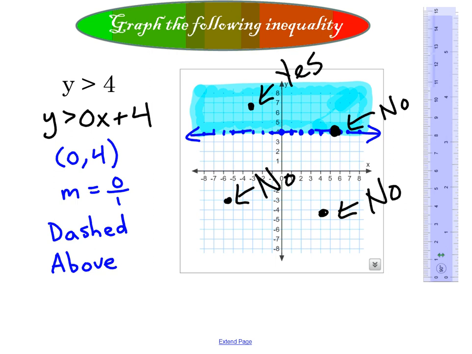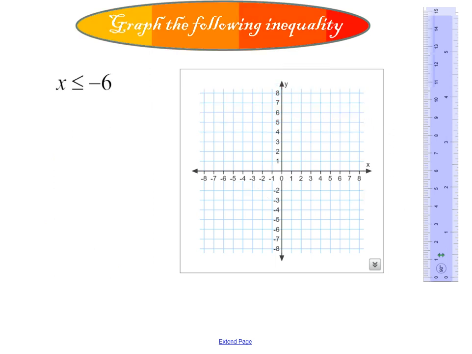Our next problem is x is less than or equal to -6. On this one, it is a little bit tricky because I don't actually have a slope-intercept form I can put this into because there is no y. So what I actually have to do is it is simply going to be a straight up and down line. Anytime you have x is equal to, or x is less than or equal to, or x is greater than or equal to, it's going to be a straight up and down line, and it's at whatever number this is. So in this case, it is -6, so that means I am at -6.